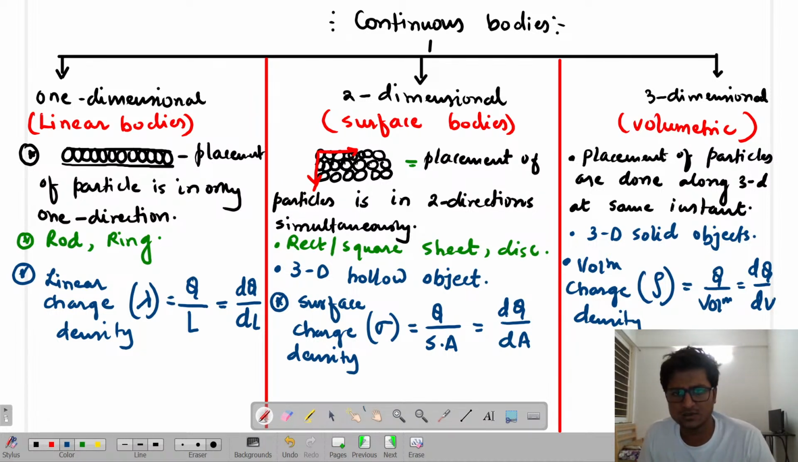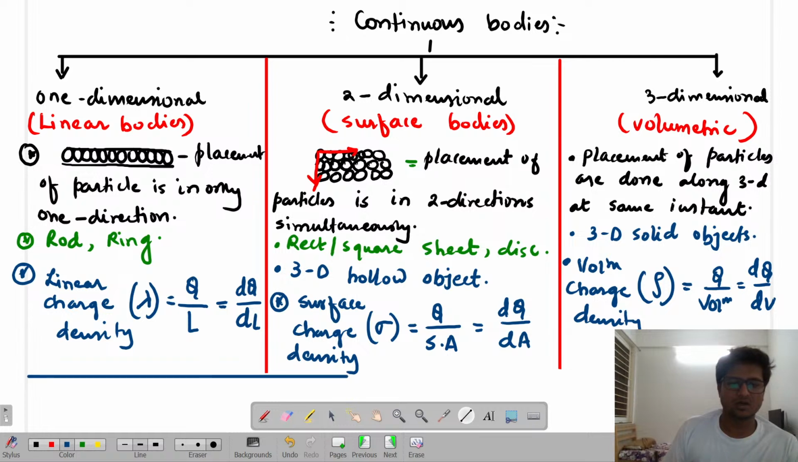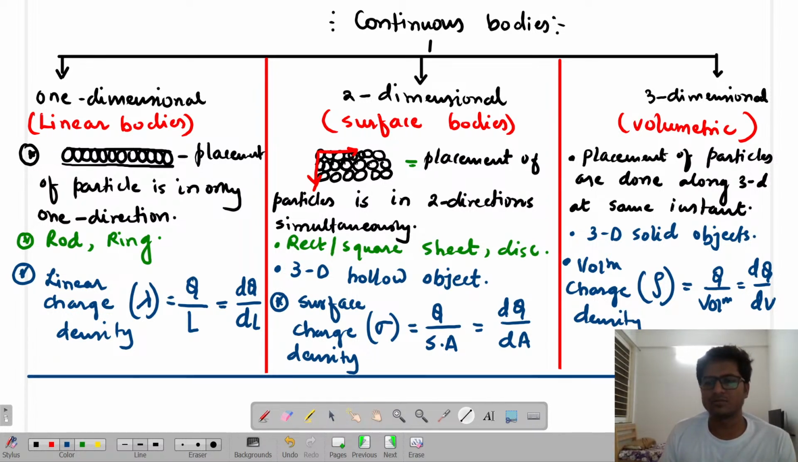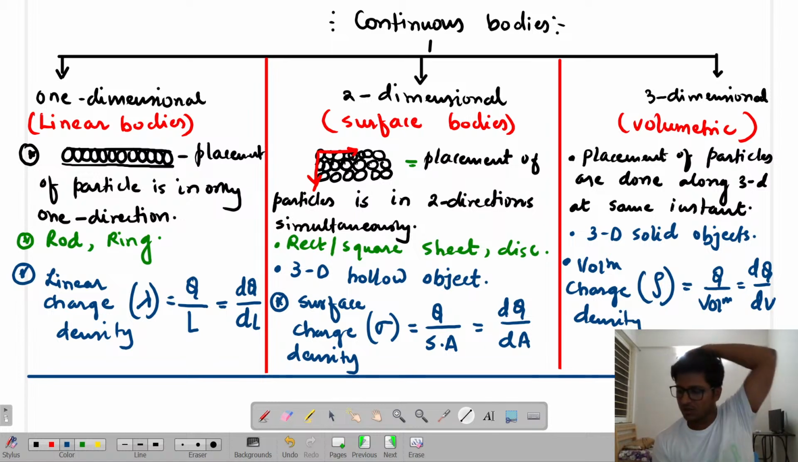Are you able to get me? So these are the distributions which we utilize in the whole of physics course till end, means till your 12th hours. This whole thing which I have taught today in this board is going to be utilized. Are you able to get me or not? Is that clear?